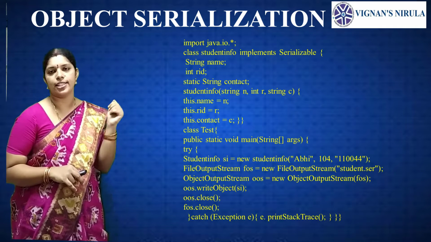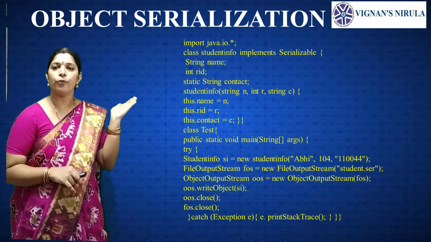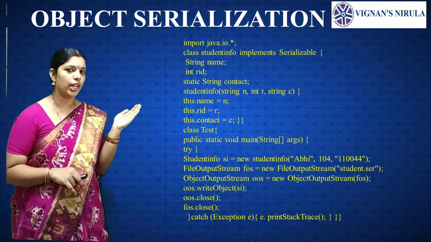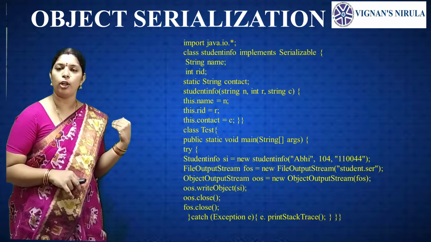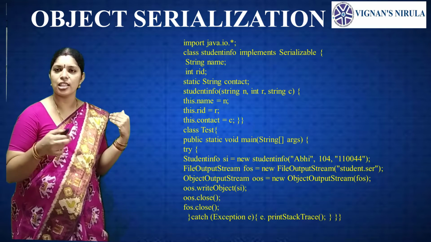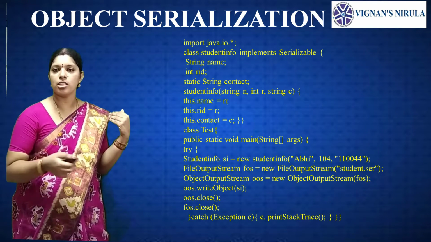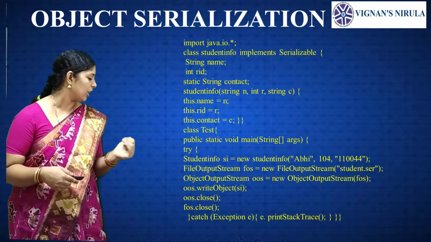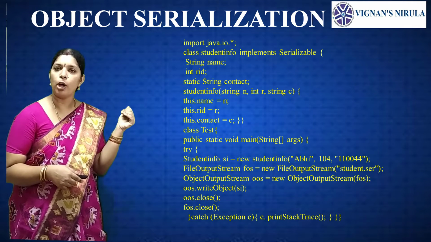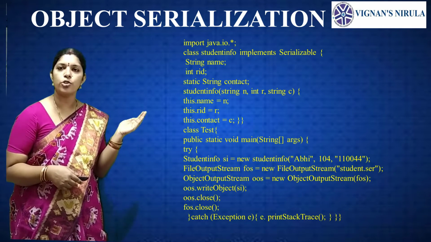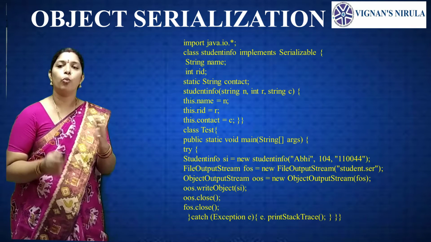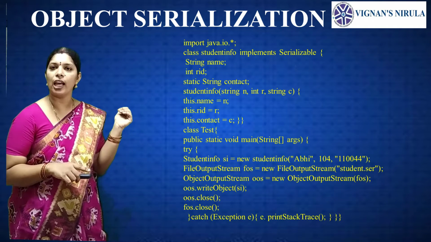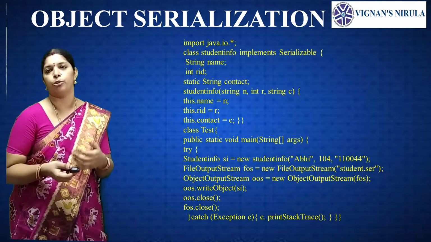Next, I am using the Test class, which is the main class. Further, we are using public static void main(String args[]). Here we are giving the try block. In the try block, whenever the process is successful, we are processing the request, and if we have any exceptions or errors, they will be handled by the catch statement. In the try block, we are creating Student_info si = new Student_info, giving the name, the ID, and the contact number.